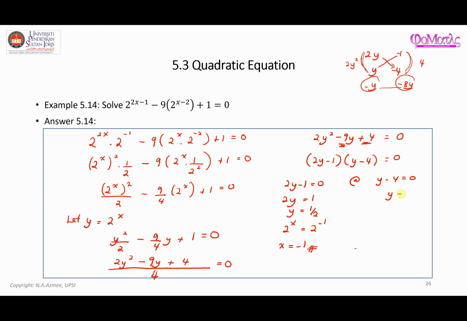Now over here, y is equal to 4. y is 2 to the power of x. And 4 can be expressed in terms of 2 to the power of 2. So now by comparing it, I can say that x must be equal to 2. So these are the solutions for example 5.14.